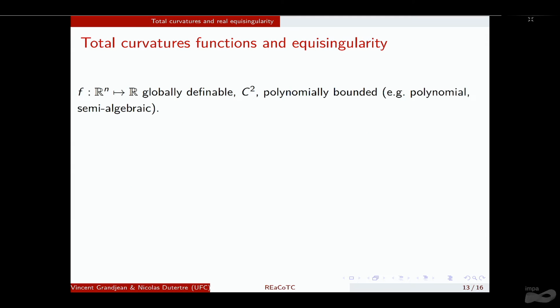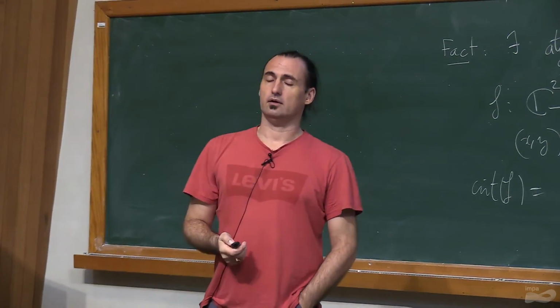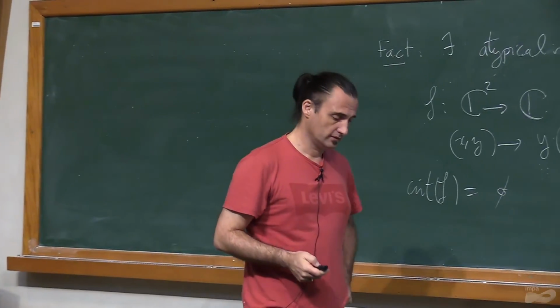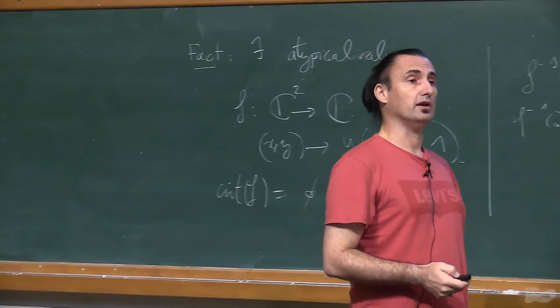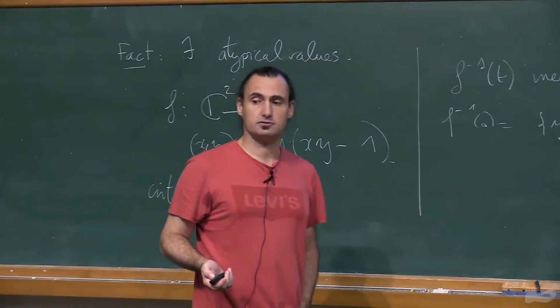Now, why may these total curvature functions be of interest? Because since they contain information about the way the level bends, they might detect, to some extent, a change in the nature of a level, like it happens in the complex world.